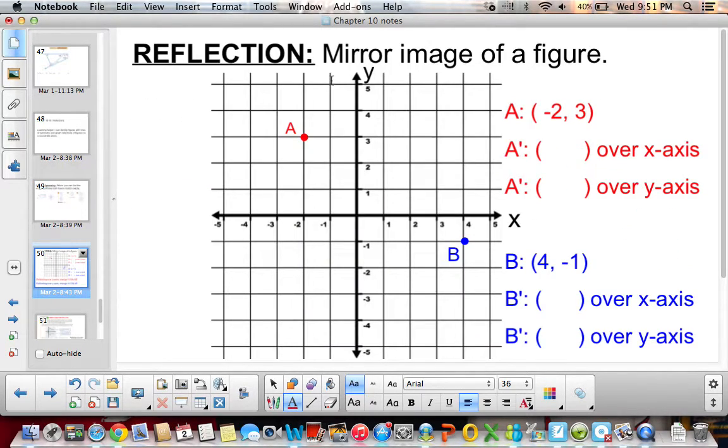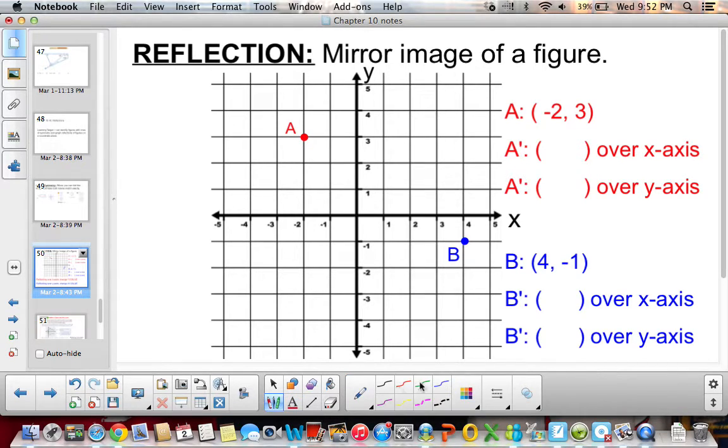So a reflection is a mirror image of a figure. You think of when you look in a mirror and you see exactly yourself and everything else that's in the mirror reflected. If you're standing really close to the mirror, then your image is close in the mirror. And if you're standing far away, then your image is really far away. So you can think of the X and Y axis as the mirror, and you're reflecting over either the X or the Y.